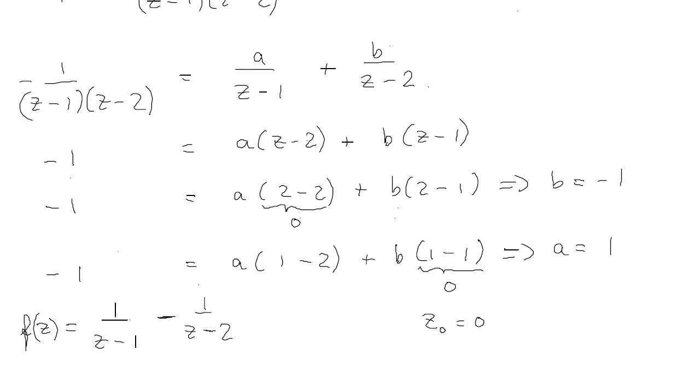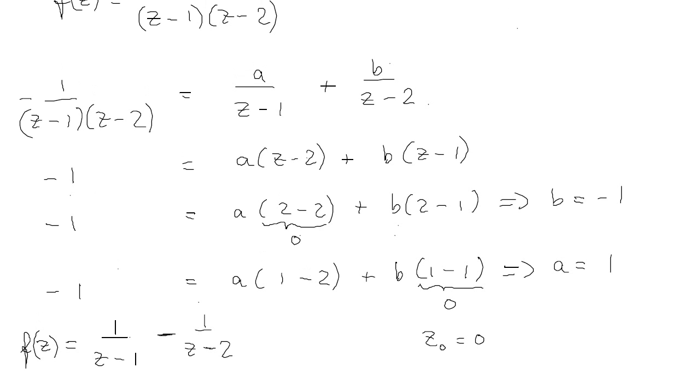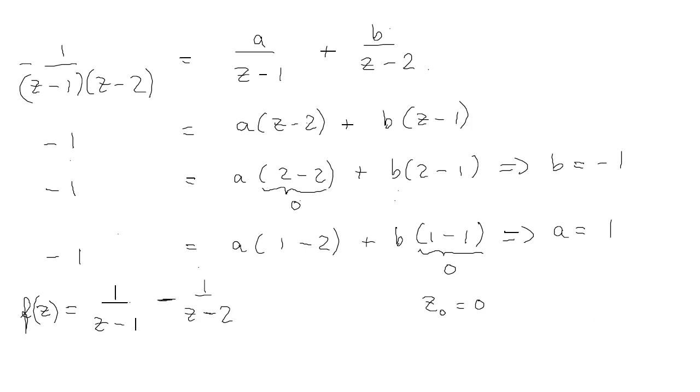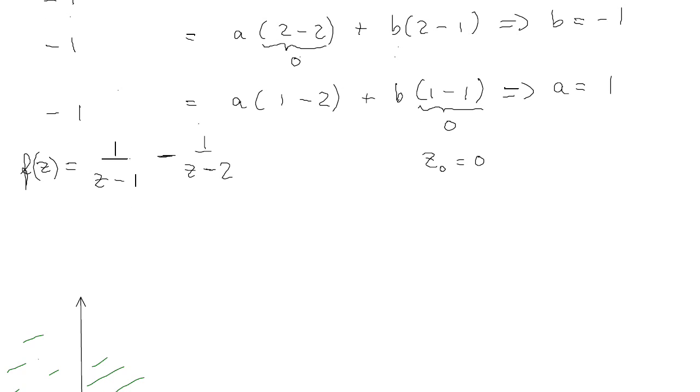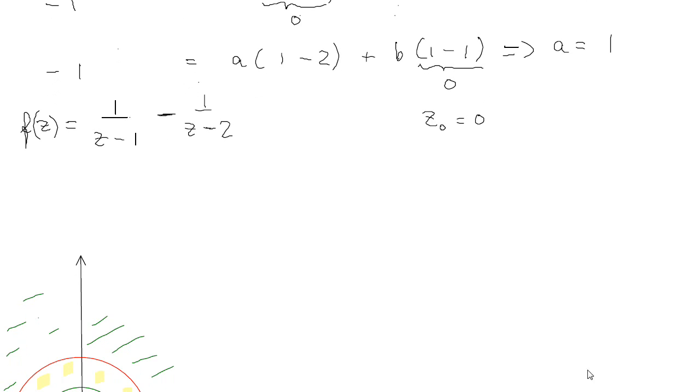So this means that our function f of z can be written in the following way. We now replace a by 1 and b by minus 1 and obtain this simplified expression. It may not look so much simpler, but it turns out to be a much simpler expression regarding finding the Laurent series. So let's start by now finding the Laurent series of this term first.